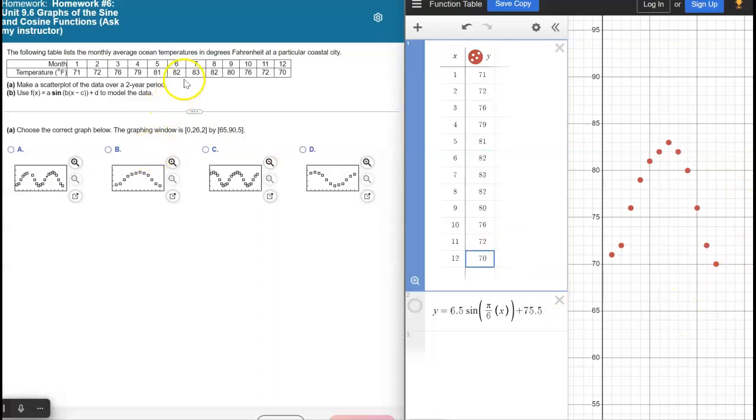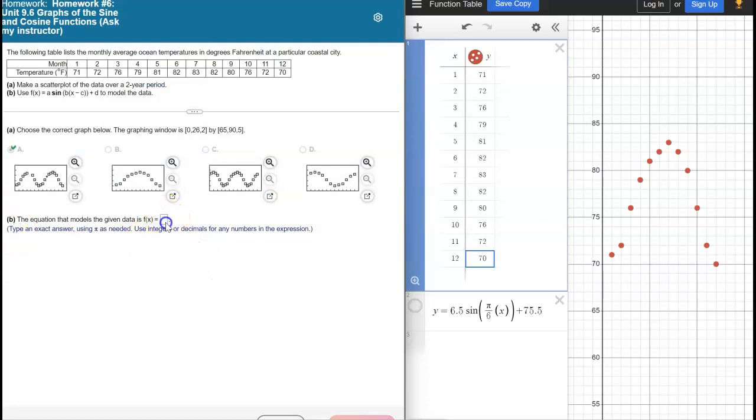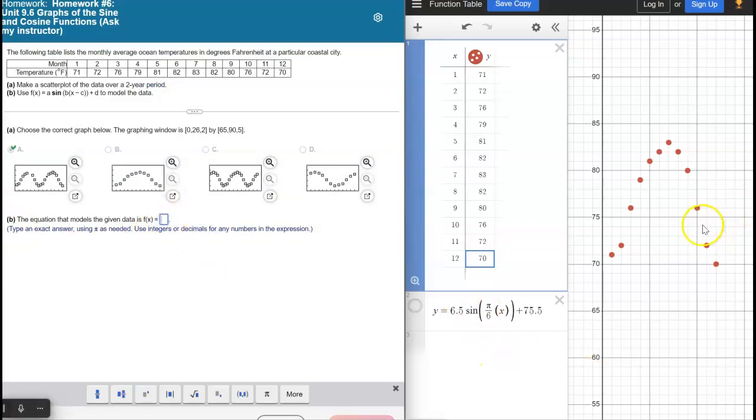I would have needed to do a similar plot over a 2-year period, and I think if I would have repeated that, I probably would have seen something like A that looks the most like what we have. So now let's work on finding a model for this. So this is going to be a sine curve. They already told us that.